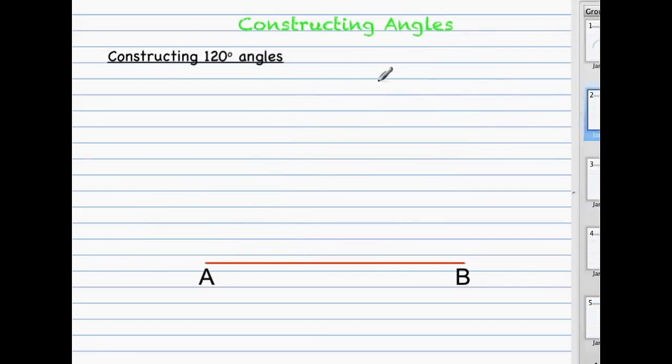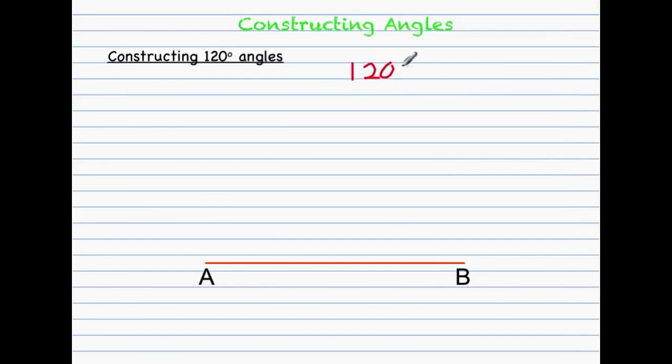Let me move on now to the construction of a 120 degree angle. Now I'm thinking about 120 degrees as 60 degrees plus 60 degrees. So if I could first draw a 60 degree angle and then draw another 60 degree angle on top of that one, then I would have created 120 degrees.